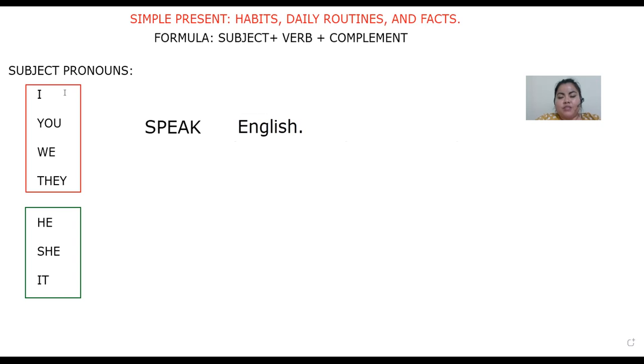Si yo digo, I speak English, right? ¿Qué función del simple present estaríamos utilizando acá? Present. Sí, es a simple present, definitivamente lo es. ¿Qué función del simple present? Habits, daily routines, and facts, es esta. I speak English. ¿Es un hábito, es una rutina diaria o un hecho factual? Daily routine? Facts. Yes? Depend of the people.